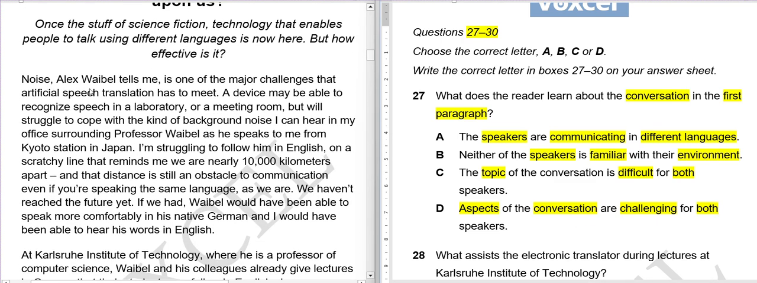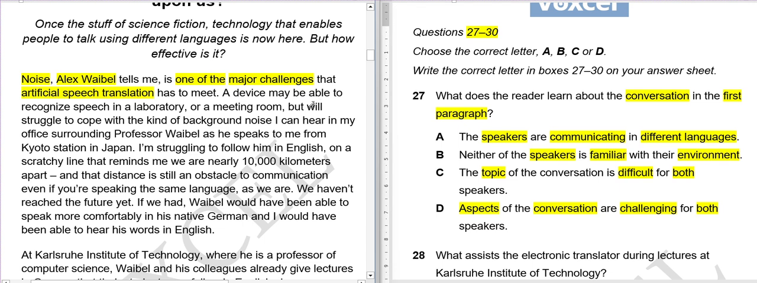Noise, Alex Webel tells me, is one of the major challenges that artificial speech translation has to meet. So this particular person is saying that noise is one of the major challenges, not the major, one of the major challenges that AI translation has to overcome.